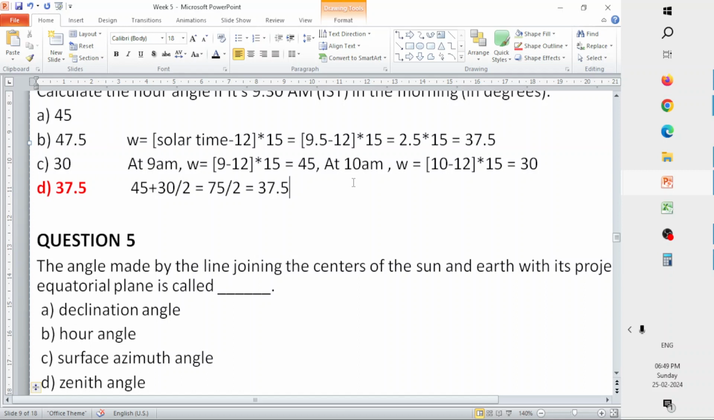So you have the declination angle, hour angle, surface azimuthal angle, and zenith angle. The surface azimuthal angle is this: you take a normal to your surface and project that normal onto the horizontal surface, and the angle between this projected line on the horizontal surface and the line pointing due south is called the surface azimuthal angle.